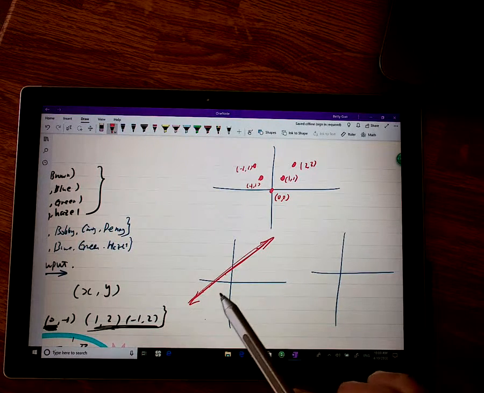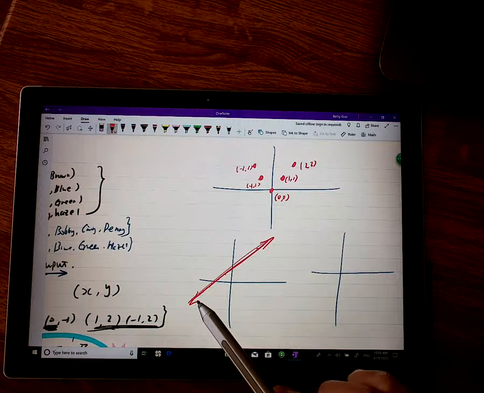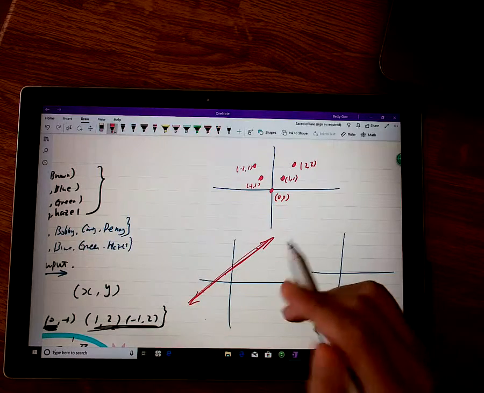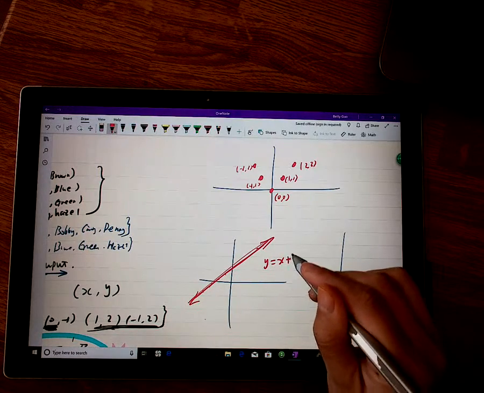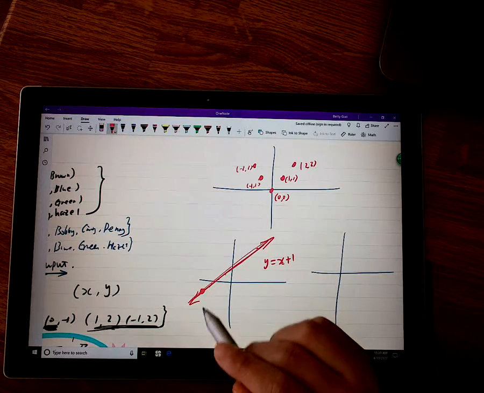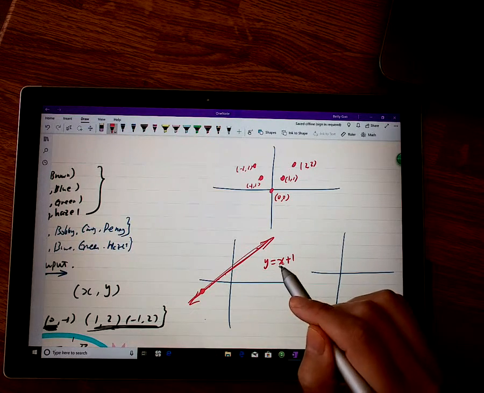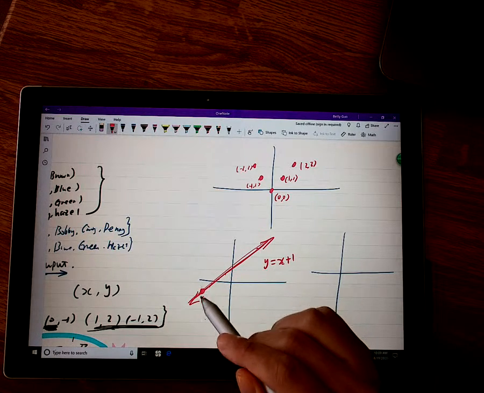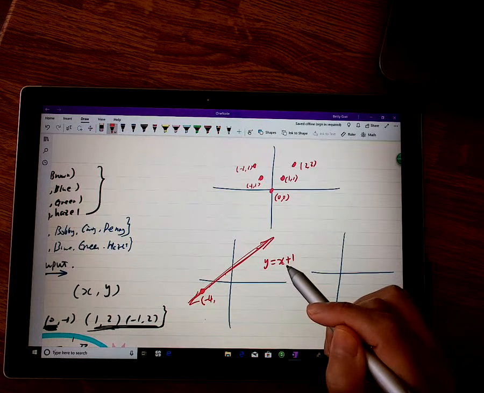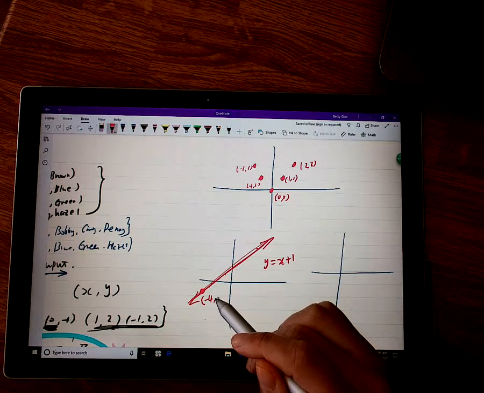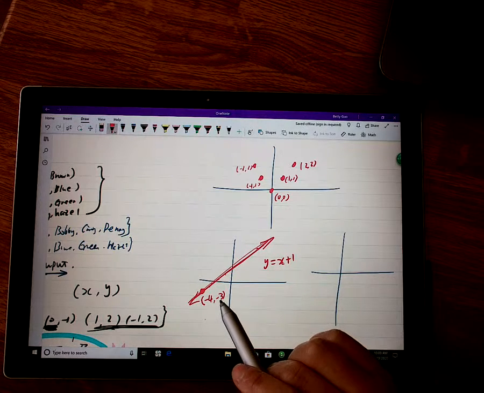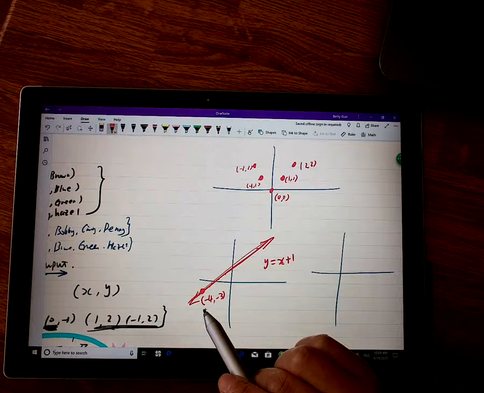We are talking about this straight line. There are infinitely many, uncountably many points on the line. Suppose the equation of the line is y equals x plus 1. Then all the points on the line, their coordinates would satisfy the equation, right? For example, if this point has x coordinate -4, then the y coordinate would be -3, because the y value must be the x value plus 1.